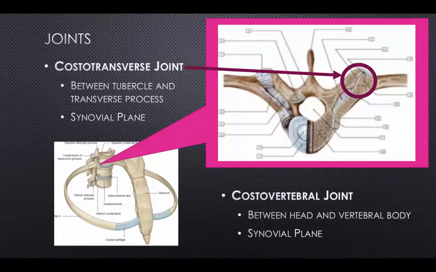In this image, we can see the costotransverse joint. We also have a costovertebral joint. The costovertebral joint is the articulation that connects the head of the ribs with the bodies of the thoracic vertebrae. The joining of the ribs to the vertebrae occurs at 2 places, the head and the tubercle of the rib.